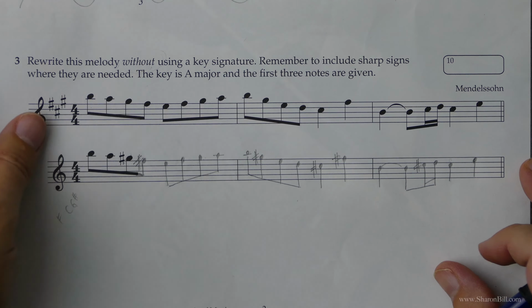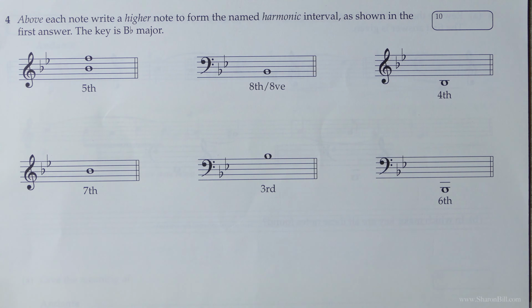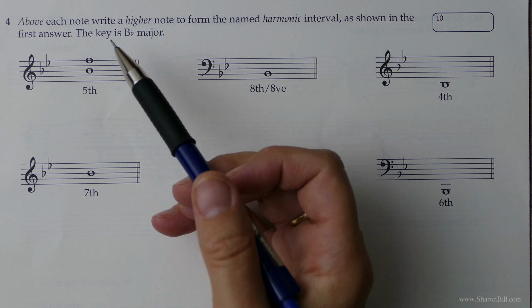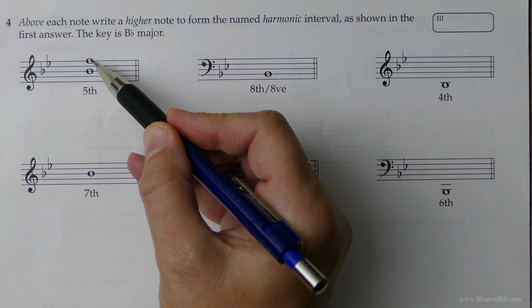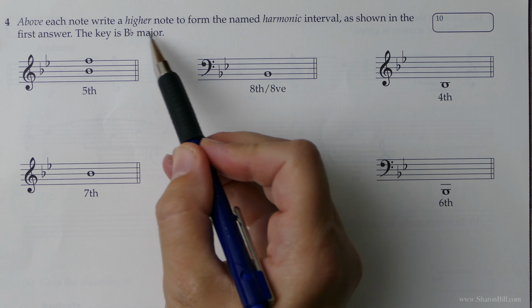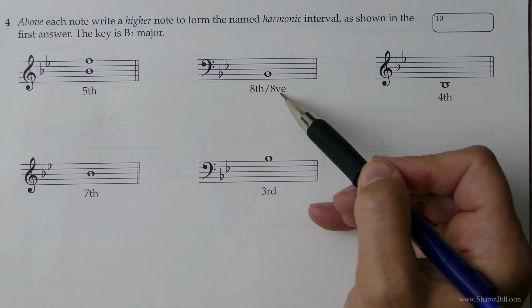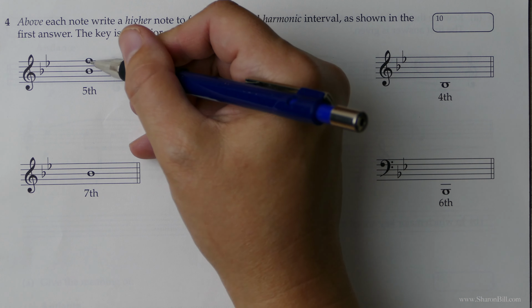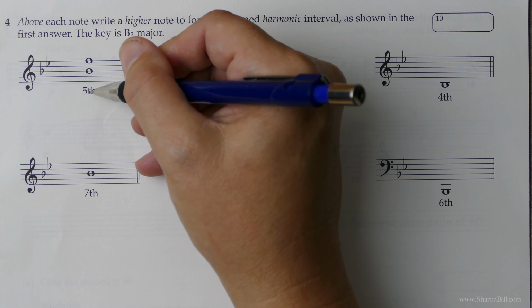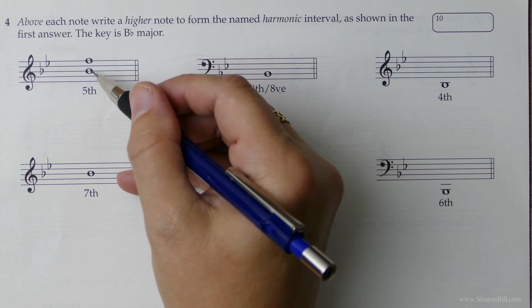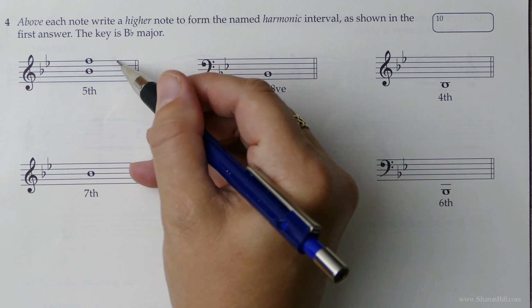Let's move on to question 4. So if you turn over the page to page 3. So we've got some intervals to create here. Above each note, so we're always counting from the bottom up. We're required to write a higher note, of course, because we're counting upwards, to create a harmonic interval that's been named. Harmonic interval is a harmony where the notes come together, so we place them one on top of each other, unlike a melodic interval where they come one after the other as if it was a melody.